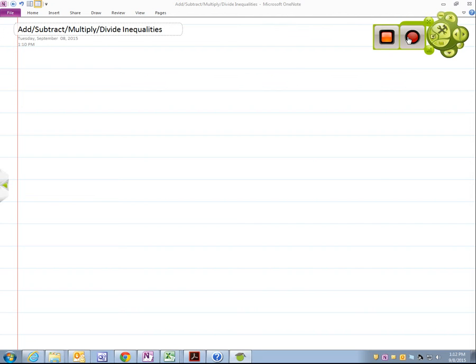Here's the new section. Last week we did adding and subtracting, multiplying and dividing of equalities. Now today we do inequalities. And that doesn't mean like inside equalities. It means the opposite, as in invertebrates don't have vertebras.